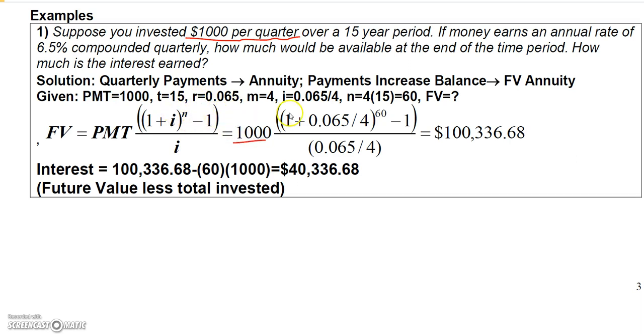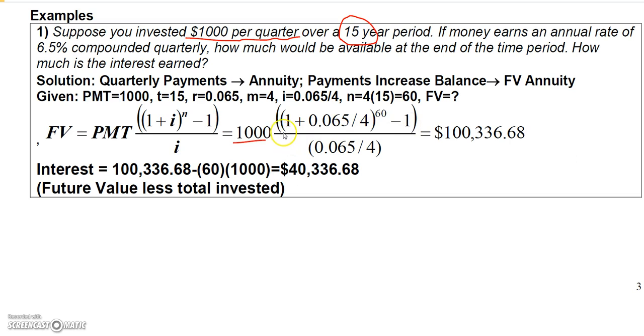Now I is the rate, which is 0.065 divided by 4. Since we're compounding quarterly, it would be 0.065 divided by 4 for I. So replace I with 0.065 over 4 in both places. And then N would be 60 because you're making these payments for 15 years. And if you're making 4 payments a year, that would be a total of 60 payments or 60 periods. And then we're going to subtract 1, so we have the minus 1 up there.